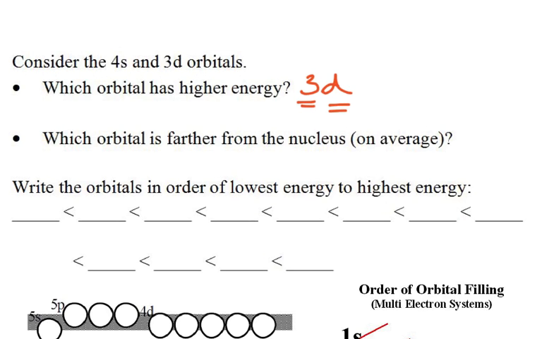Now, which orbital is farther from the nucleus? That's easy, because 4 orbitals are farther away than 3 orbitals. In our analogy, that's the 4th floor versus the 3rd floor. On average, the 4s orbital is farther away from the nucleus, so electrons are farther from the nucleus than if they were in a 3d orbital.